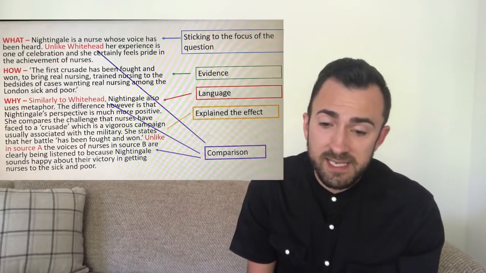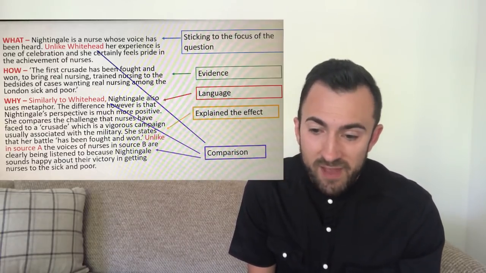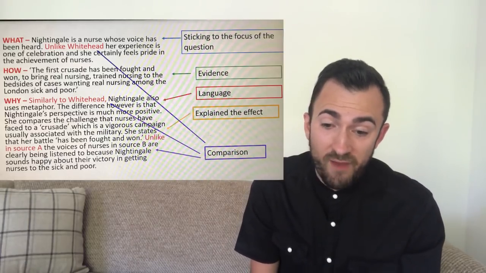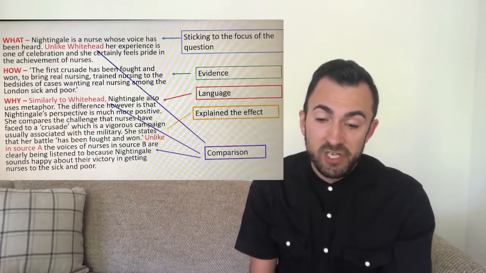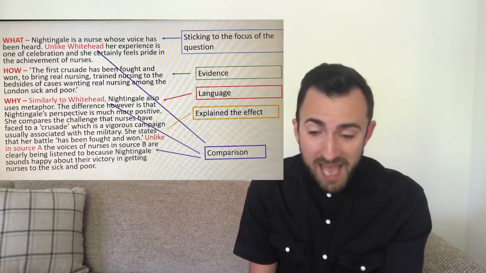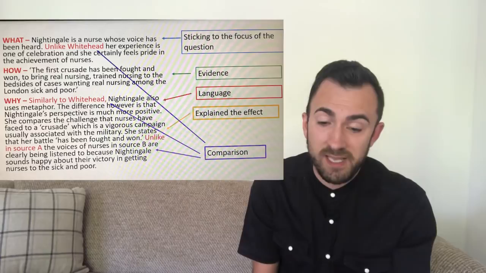Similarly to Whitehead, Nightingale also uses metaphor. The difference, however, is that Nightingale's perspective is much more positive. She compares the challenge that nurses have faced to a crusade, which is a vigorous campaign usually associated with the military. She states that in her battle, it's been fought and won. Unlike in source A, the voices of nurses in source B are clearly being listened to, because Nightingale sounds happy about their victory in getting nurses to the sick and poor.